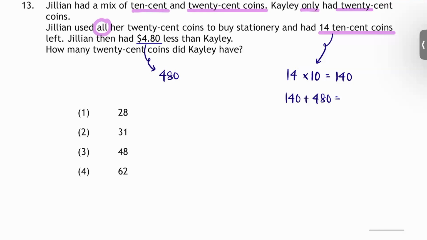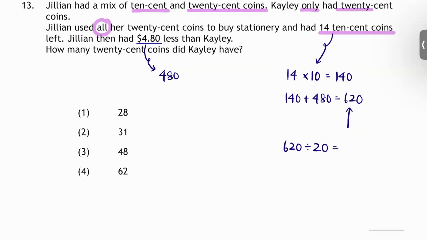So this is easier to add, 620. So how many 20 cent coins did Kaylee have? So if this is the value of Kaylee's coins, and they are asking for the number of coins, we need to take 620, divide by 20 to get our answer.